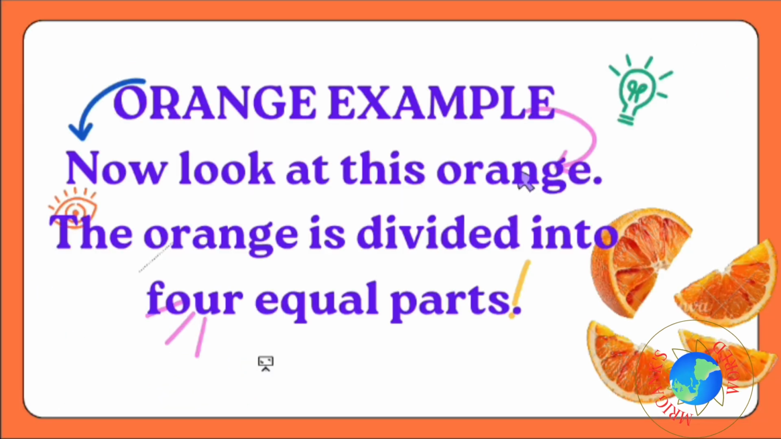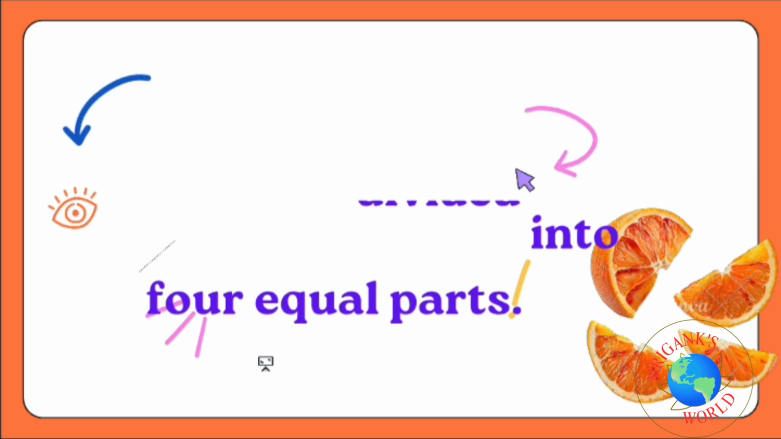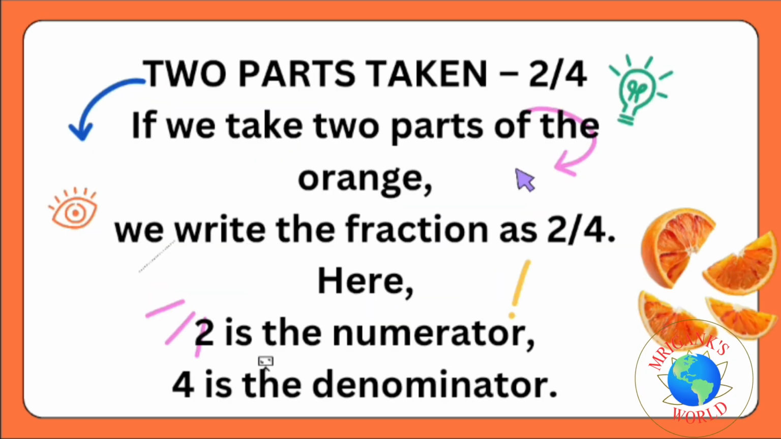Orange example. Now look at this orange. The orange is divided into 4 equal parts. Two parts taken, 2 by 4. If we take two parts of the orange, we write the fraction as 2 by 4. Here, 2 is the numerator, 4 is the denominator.